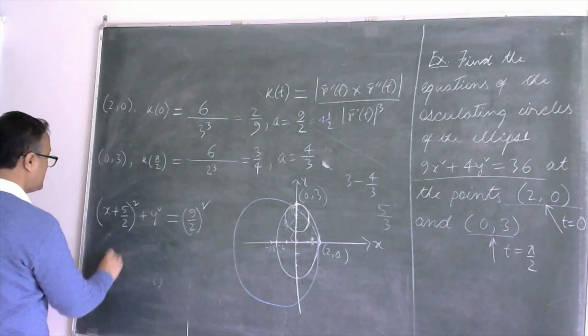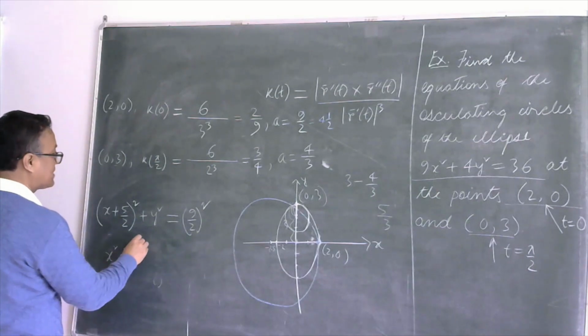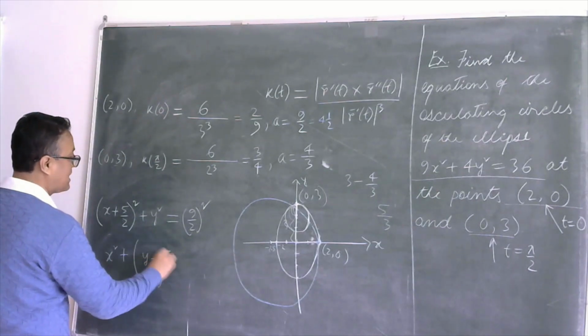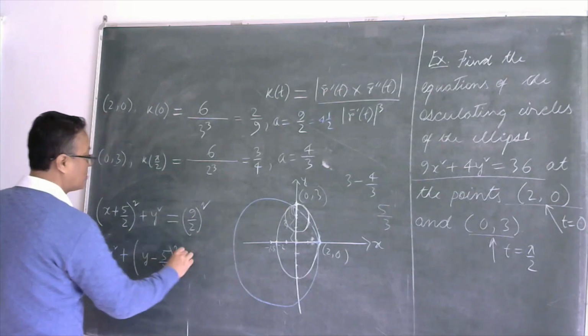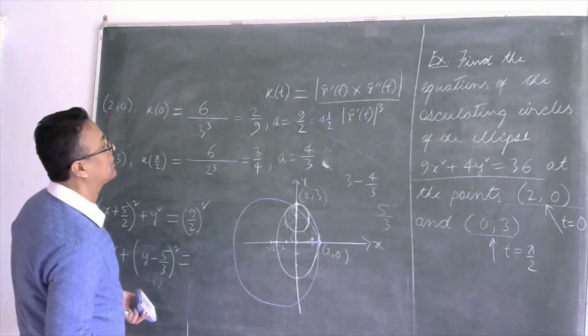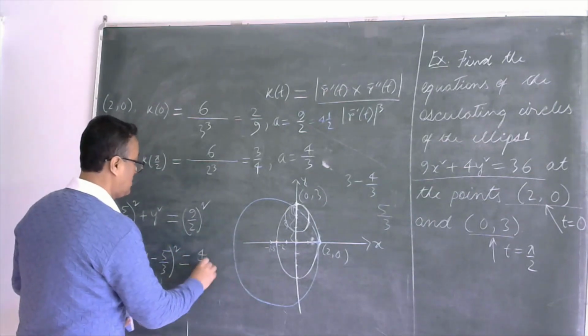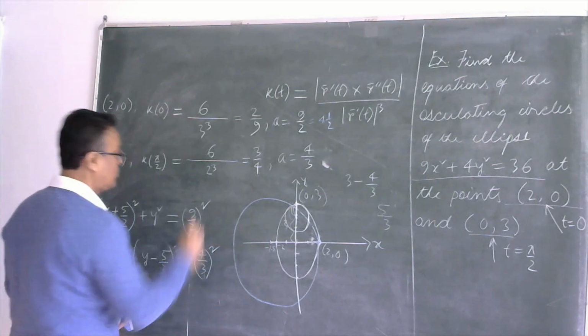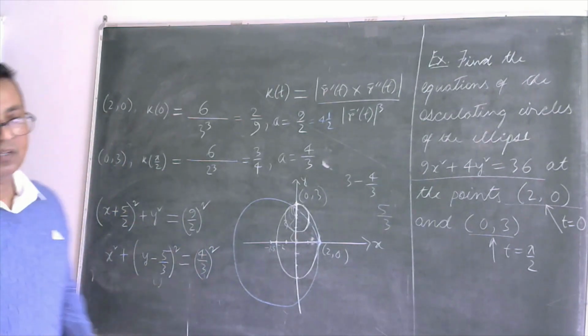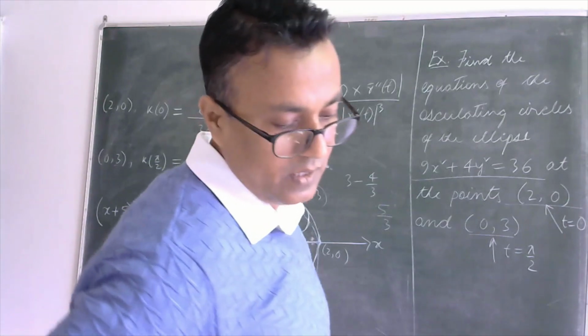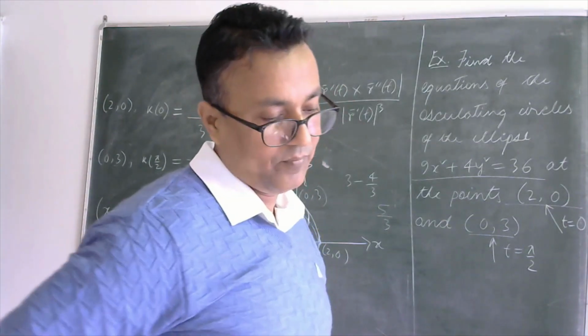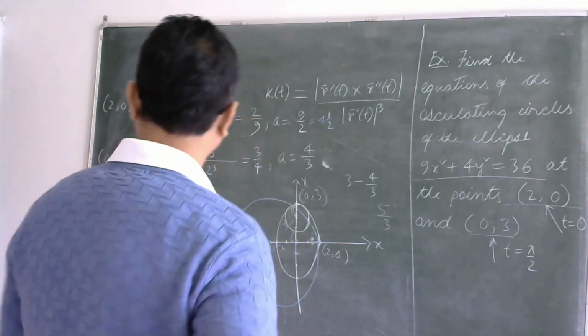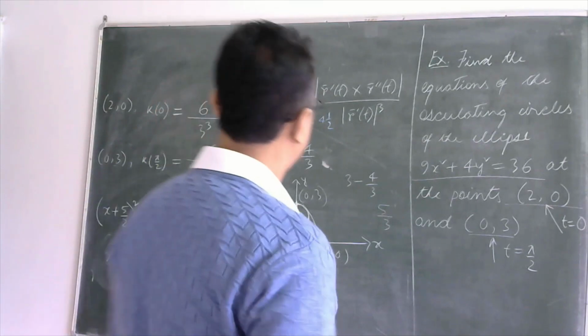So basically, it is going to be x squared plus y minus 5 by 3 whole square, and that is going to be equal to 4 by 3 whole square. Am I correct? Yeah. I think, yes, I think that's it.